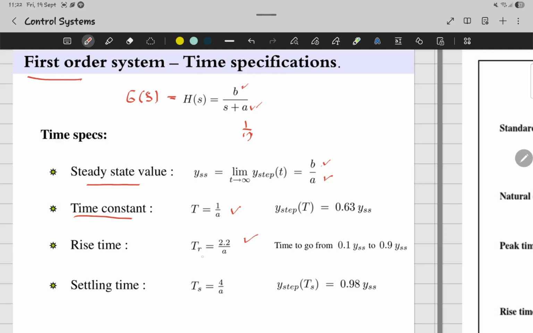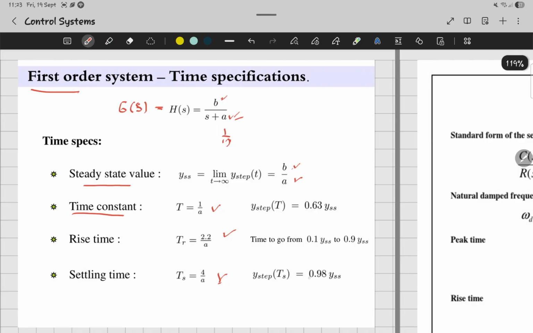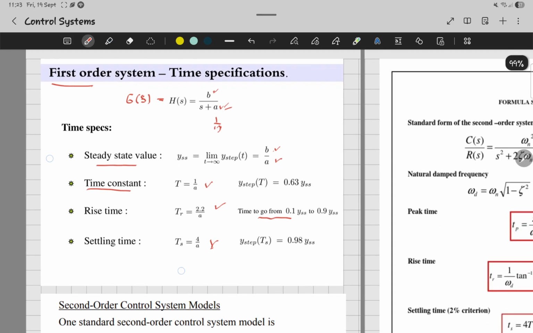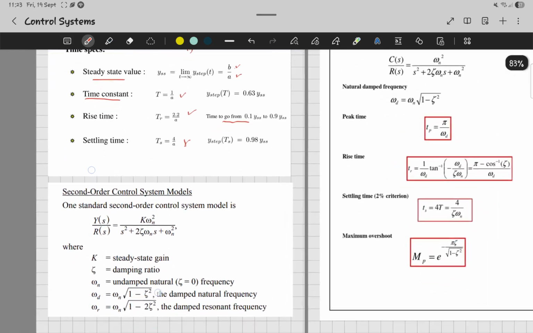For rising time, it's going to be 2.2 over A. You will see this in the graph that I'm going to show you. These are the formulas that you use. For setting time, it's 4 over A. That's what you're going to place here and solve. This is just giving you a range of which value you can get based on this system.